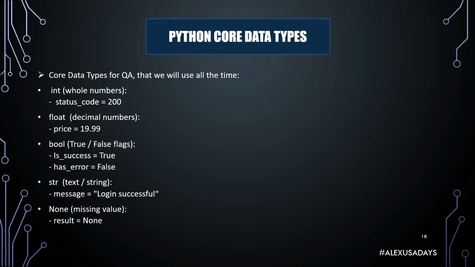We also have a string, which is text. For example, we need to store a message or we need to store an email. We will store it in quotes and then store it in a variable, and that will be a string data type. We also have None when there's a value missing, so there's no result. Equals None means there's nothing there.